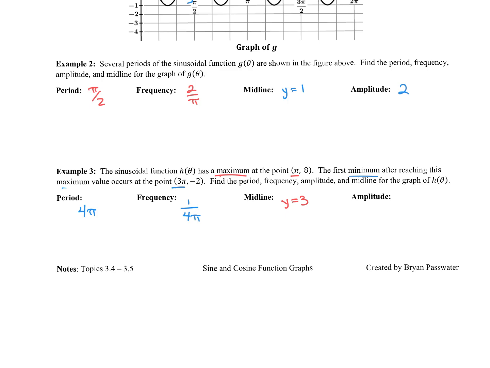And its amplitude is the distance from the midline to the max or the midline to its min. And so, what's my amplitude? 5. Because 3 to 8 is 5, or 3 to -2 is also a distance of 5. All right, so that could be a good way to check our midline there.